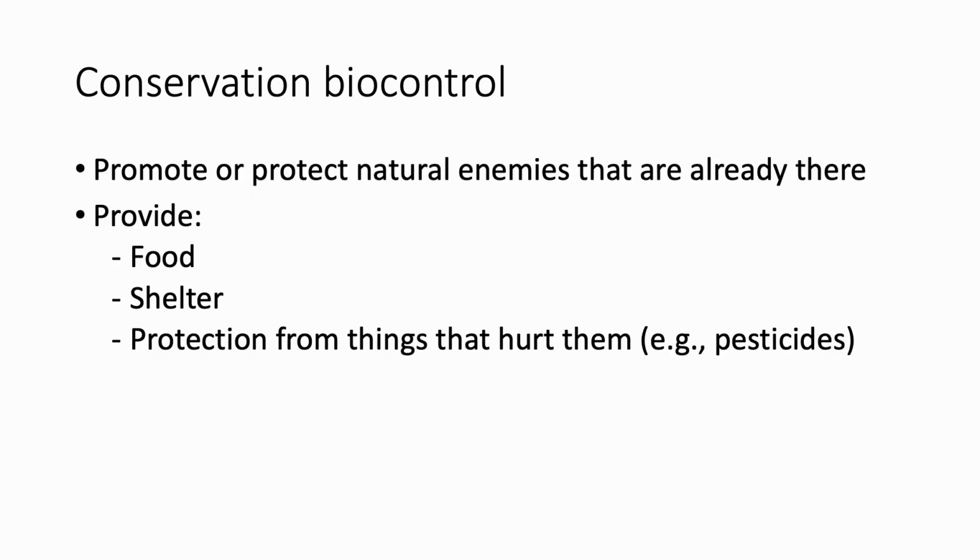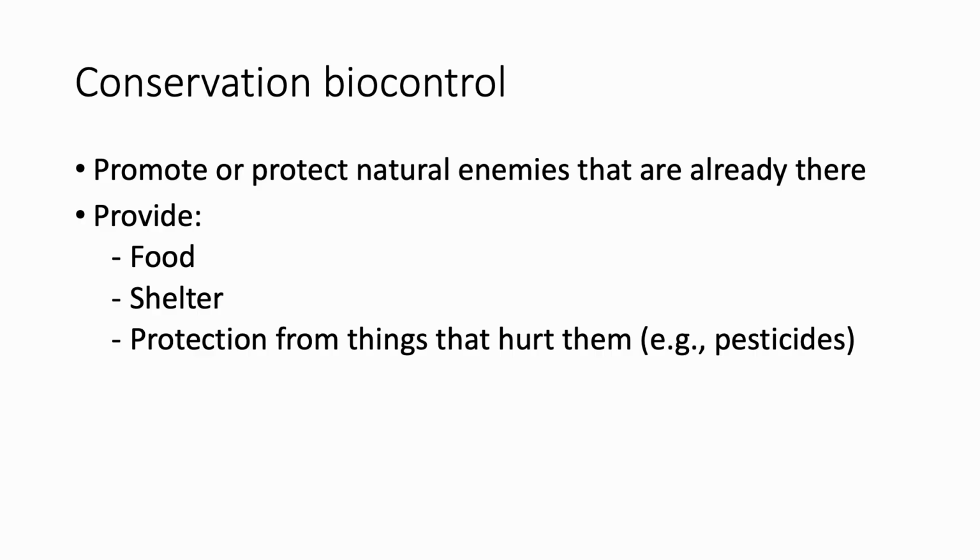Conservation biocontrol happens when we protect or promote the welfare of natural enemies that are already present. You don't need to buy or release them. You just need to take care of them. This is done by providing what all living things need: food, shelter, and protection from harm, including protection from incompatible pesticides.